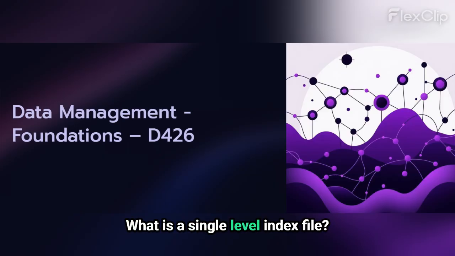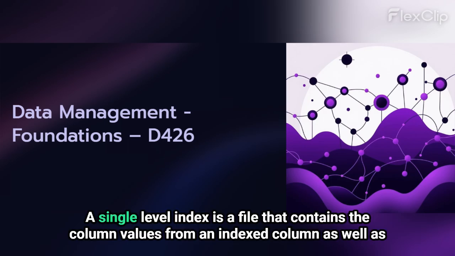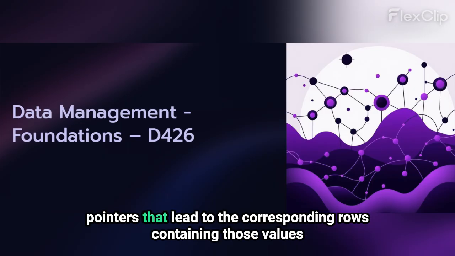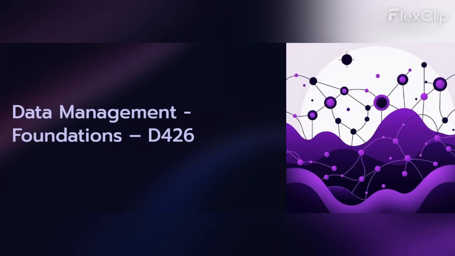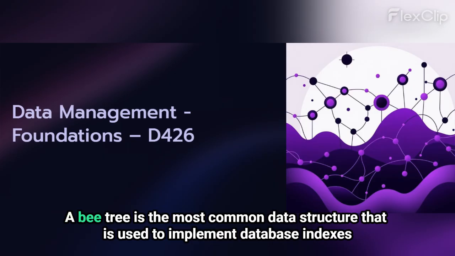What is a single-level index file? A single-level index is a file that contains the column values from an indexed column, as well as pointers that lead to the corresponding rows containing those values. What is a B-tree? A B-tree is the most common data structure that is used to implement database indexes.